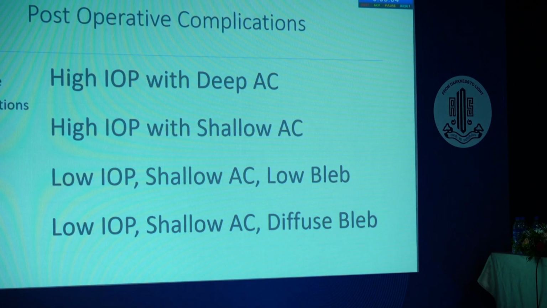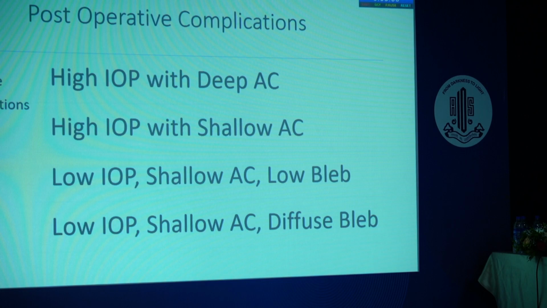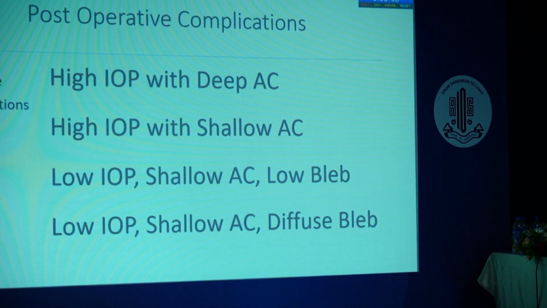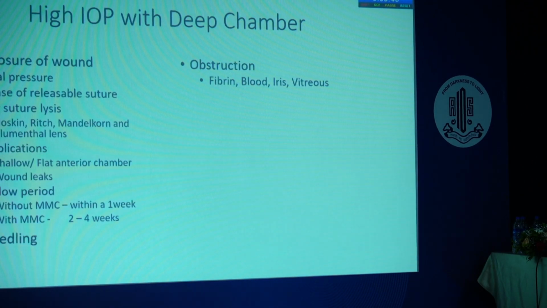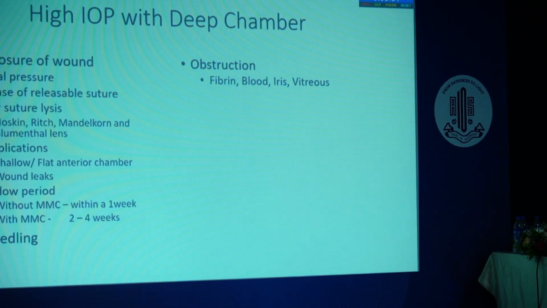Post-operative complications, we know traditionally, have been divided into high IOP with deep AC, high IOP with shallow AC, low IOP with shallow AC and low bleb, and low IOP, shallow AC, and diffuse bleb. Tight wound closure can be the cause of a high IOP with deep chamber, so you have to start laser suture lysis early. And if you do that, again, you can have a paradoxical shallowing of the chamber because of overfiltering. These blebs have a tendency to fail also, so you can plan bleb needling.